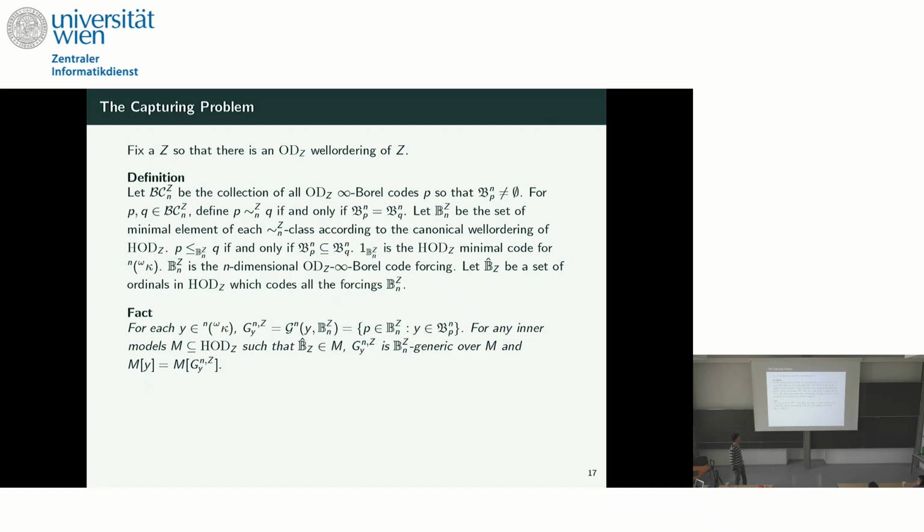Now, if you have an element y of kappa to the omega to the n, let G sub y be the collection of all infinity-Borel codes in this B_n so that y lands into the set coded by that infinity-Borel code. So in any intermodel M of Hod_Z, which contains the code set for all of these forcings, you can show that G sub y is B_n generic over M, and M sub y is M[G sub y]. If you know what Vopenka forcing is, this is very similar, right? But what's special is that this last condition is not something that Vopenka forcing necessarily satisfies. So that's the benefit of this OD infinity-Borel code forcing.